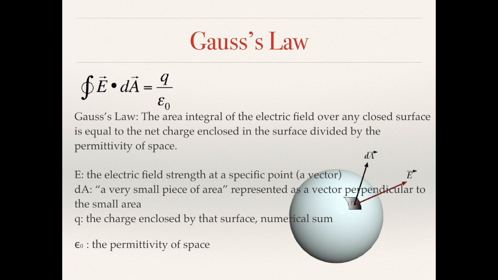As shown in the equation above, E means the electric field at a specific point, and it is a vector. The dA here is special because although it stands for a very small piece of area, it is a vector, and its direction is perpendicular to that small area. The q here is the charge enclosed by that surface, again the numerical sum. And epsilon zero is the permittivity of space, which is a constant.